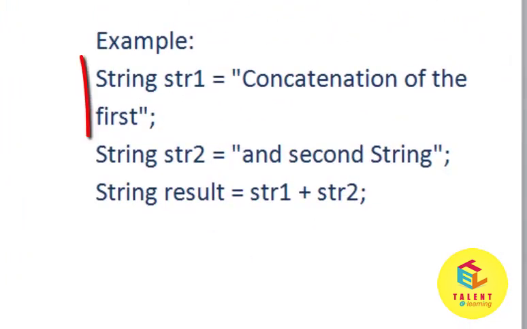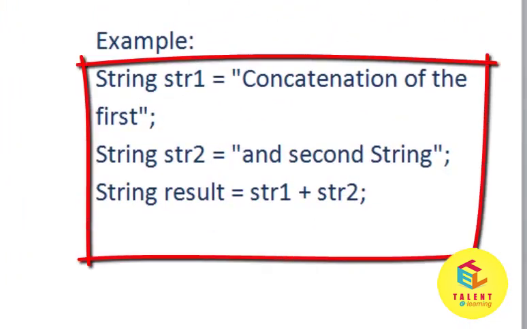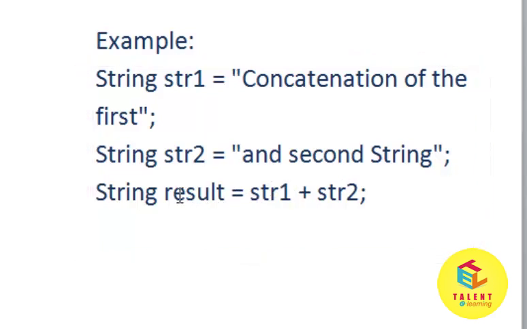Here, this is the example of concatenation of string. This is the string 1 and this is the string 2, and the result of both strings addition is stored into result variable which belongs to string.